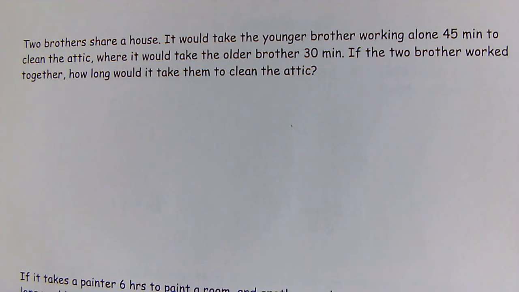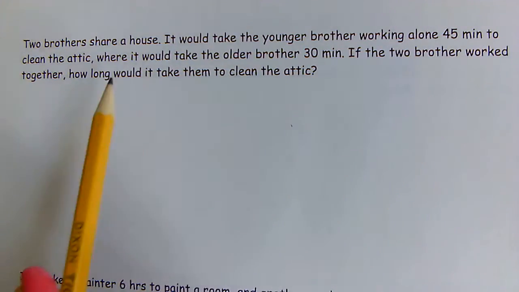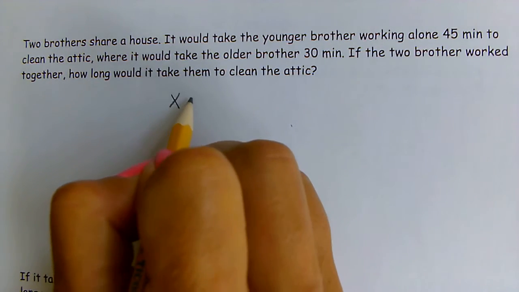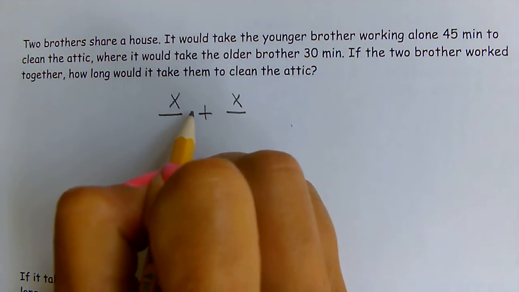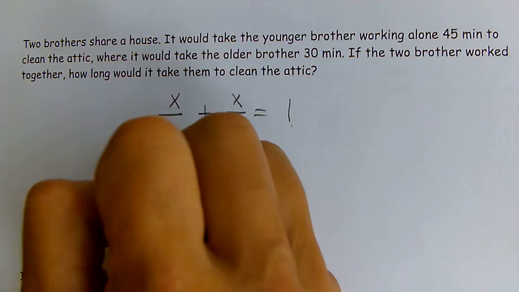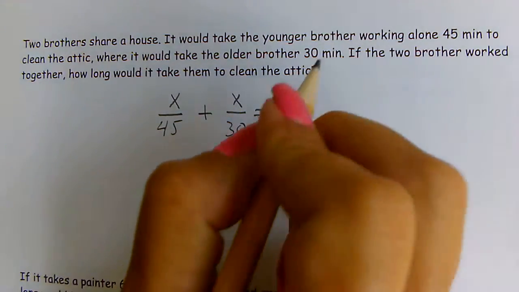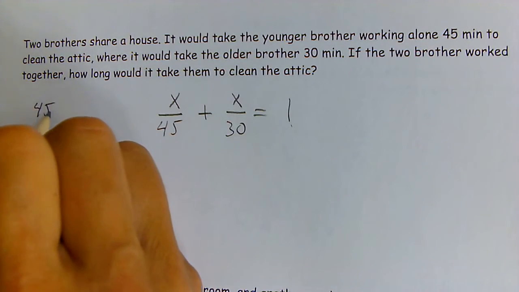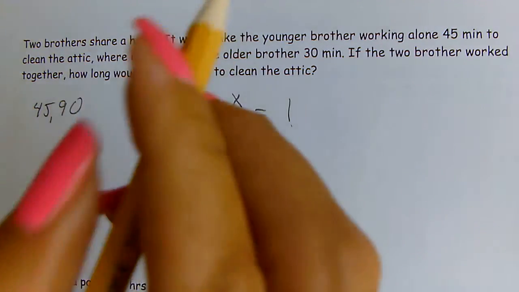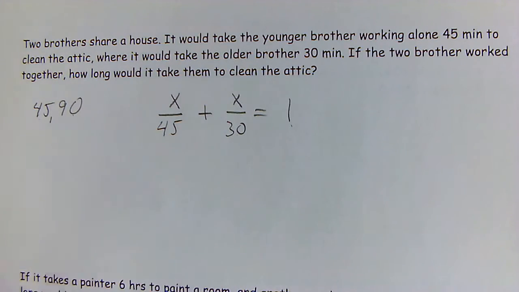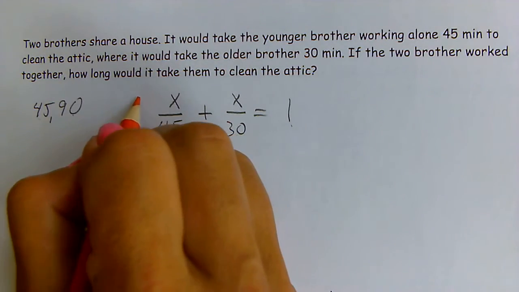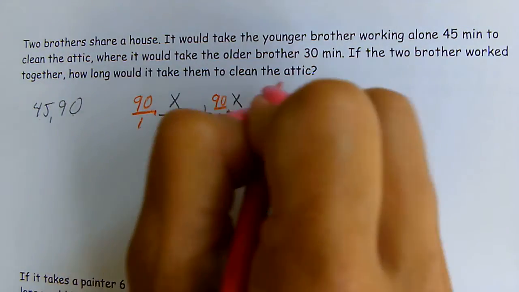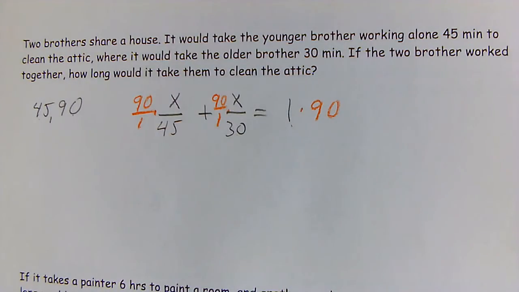Two brothers share a house. It would take the younger brother 45 minutes alone to clean the attic, the older brother 30 minutes. What if they work together? How long would it take? Work problem. Two people working together to complete one whole job, in minutes. Now I need the lowest common denominator of these. 2 45s is 90, and 30 goes into 90. So multiply everything by 90. Don't forget the 1.